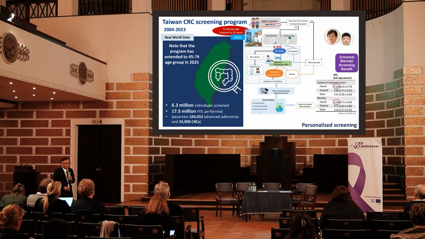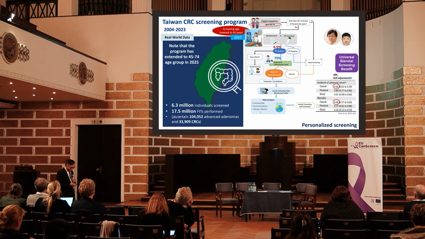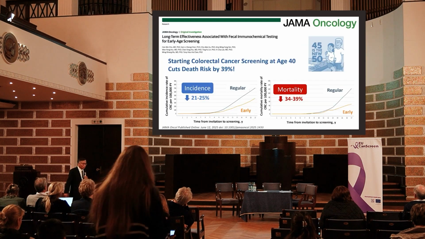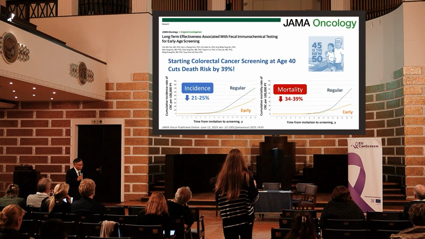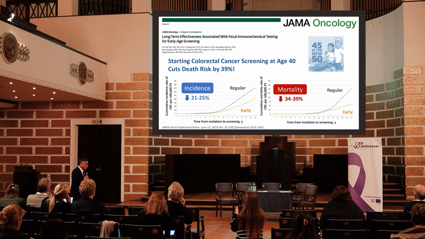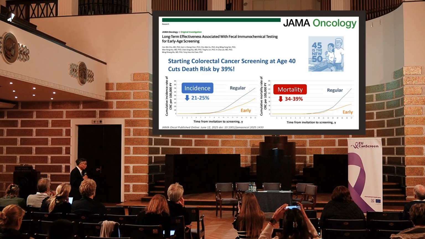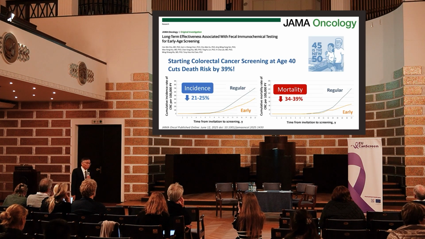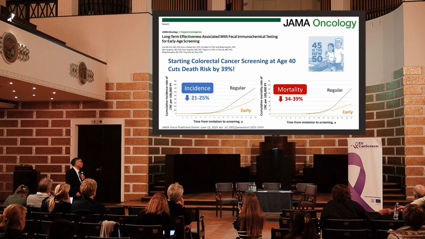Now, the government has expanded the program to lower the age to 45 because of the rising incidence in the young age group, as you have already seen. And a recent publication using longitudinal follow-up data demonstrates 21 to 25% incidence reduction and also 34 to 35% mortality reduction. So based on this evidence, this year the Taiwan government lowered the age group.